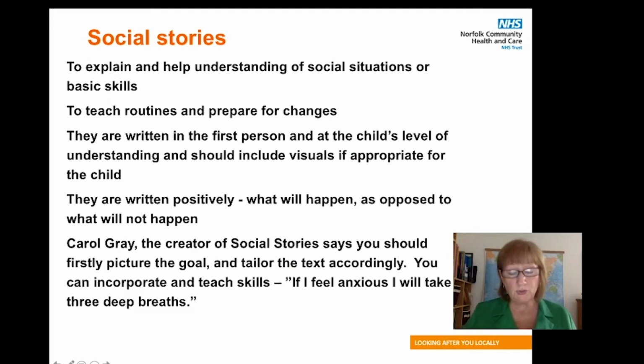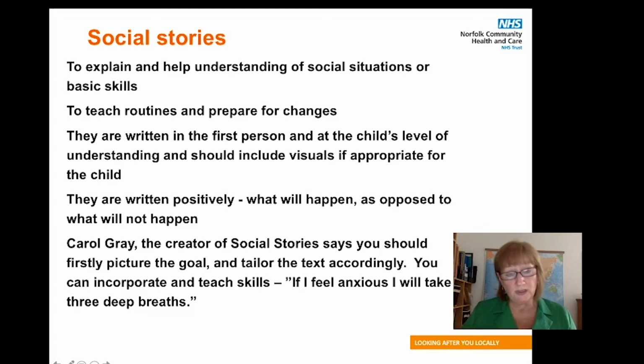Social stories allow a child to practice situations before they face them. They take some of the fear out of change, and they can teach your child some useful skills. They should be written in the first person, so "I am going to the circus. I love animals, but I don't like clowns," etc. And they can include cartoon visuals or actual photographs of your child.